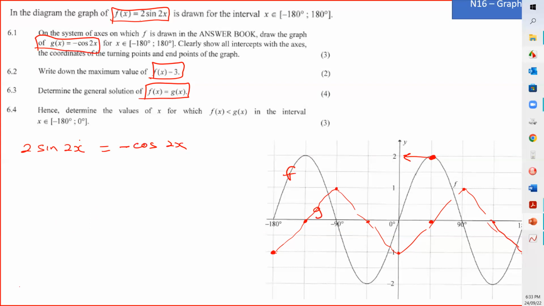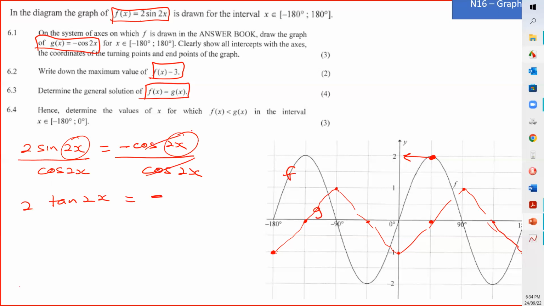You'll notice the angles are the same. And for us to relate sine and cos, one of the ways we can relate it, we know that tan is equal to sine over cos. So what I want to do is I want to divide both sides by cos 2x. And if I do that, I'm going to get 2 tan 2x is equal to minus, the cos's will cancel, minus 1. And then I'm going to divide both sides by 2, and I get minus half. So then we're going to use our calculator. Remember, tan is negative.